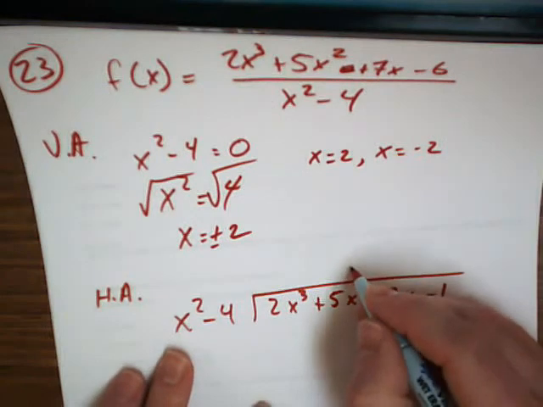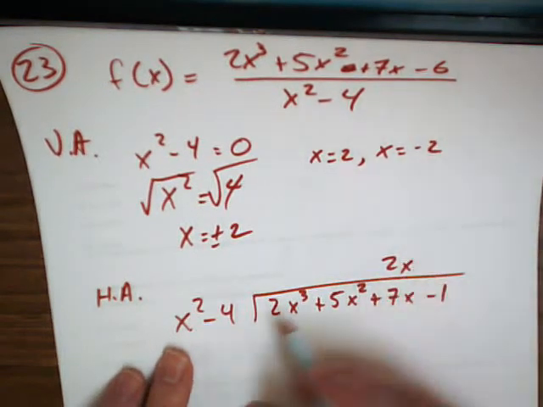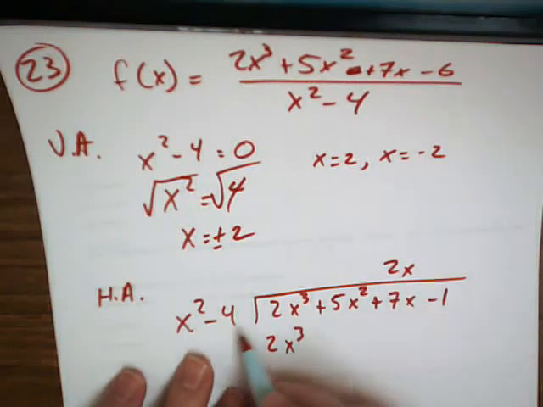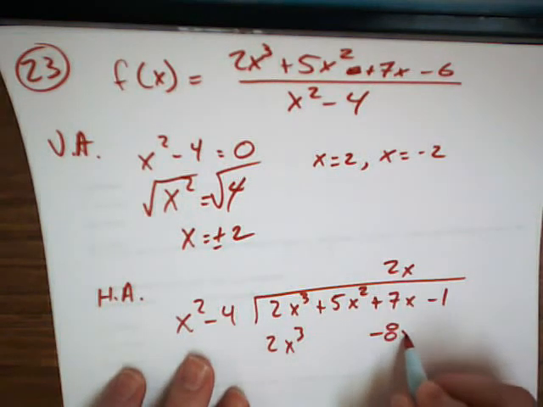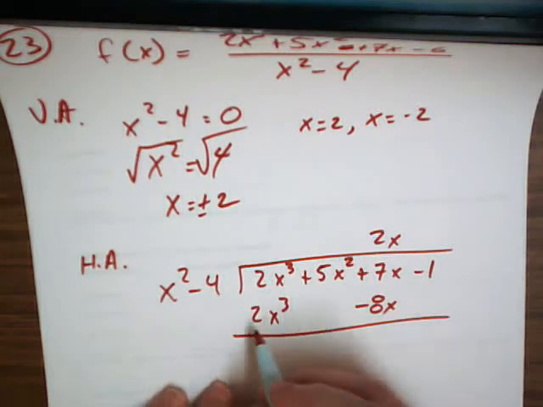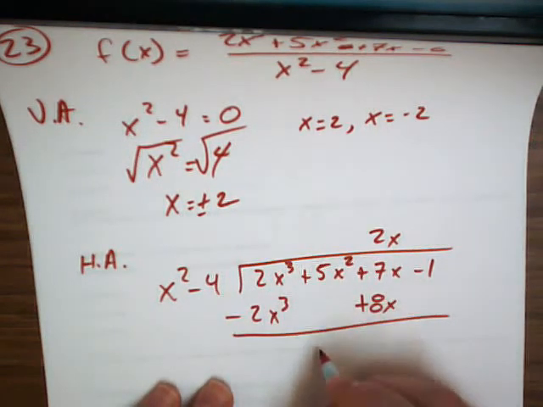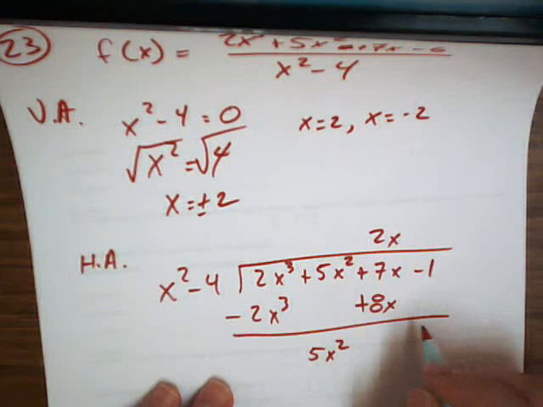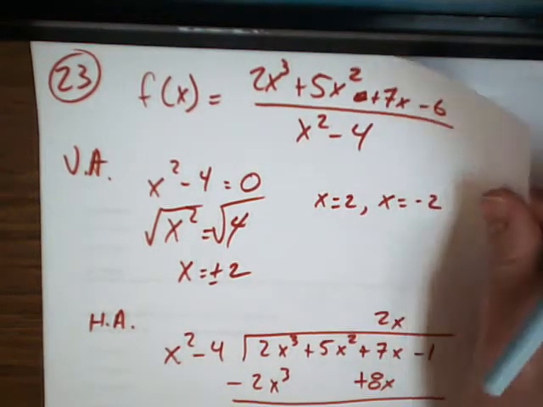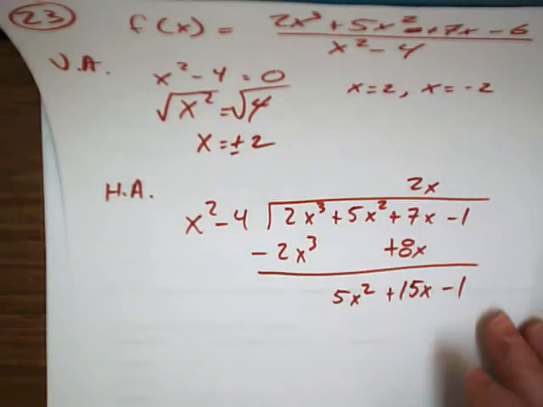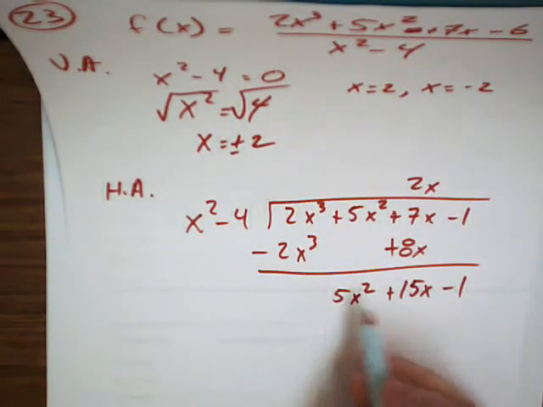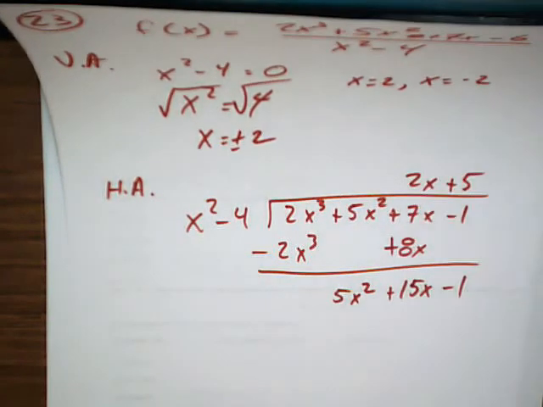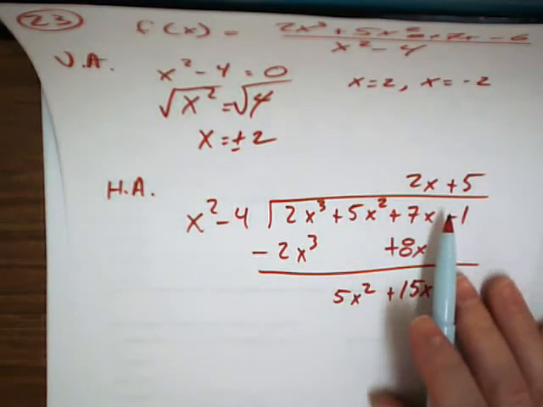So 2x, what you multiply with first. 2x cubed minus 8x. So it's minus plus. It'd be 5x squared plus 6, 15. Yeah, 15x. That's 1. And then you make x squared look like this, so you need a plus 5. And since you're only going to have 2 terms, that's all you need to do.